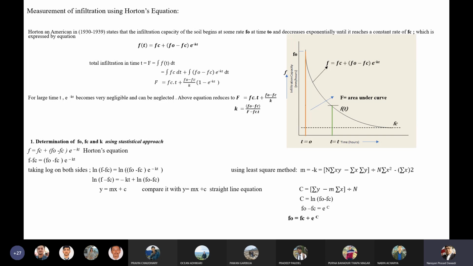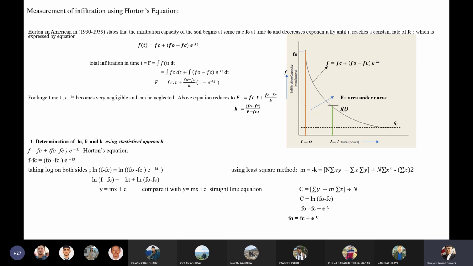For the limits 0 to t, the equation will be fct plus (f0 minus fc) by k, into e power minus kt minus e power minus k0, where e power 0 is equal to 1, so e power minus kt minus 1 will appear there. For reducing the minus k below the denominator side, we use 1 minus e power minus kt instead of e power minus kt minus 1. This is the equation by which the total depth of infiltration can be found out.